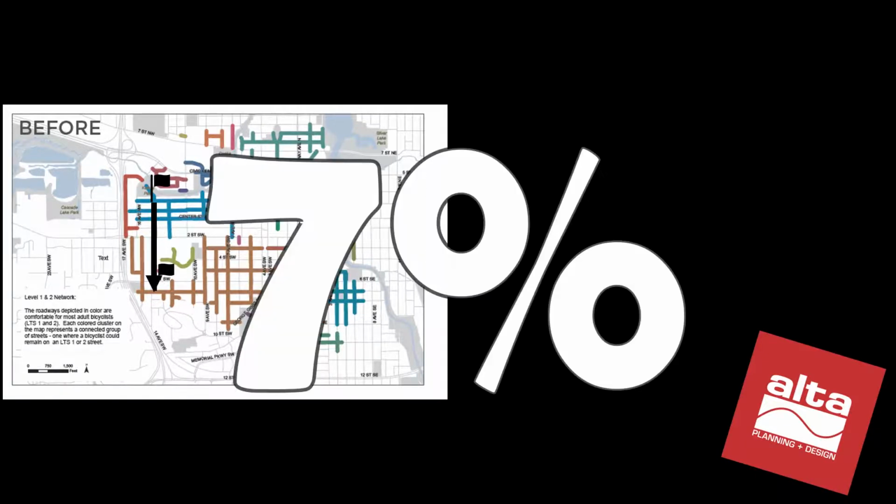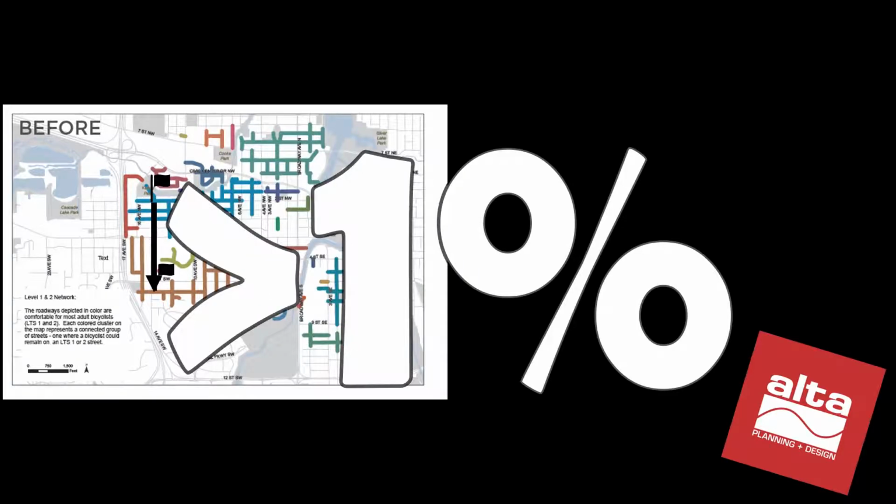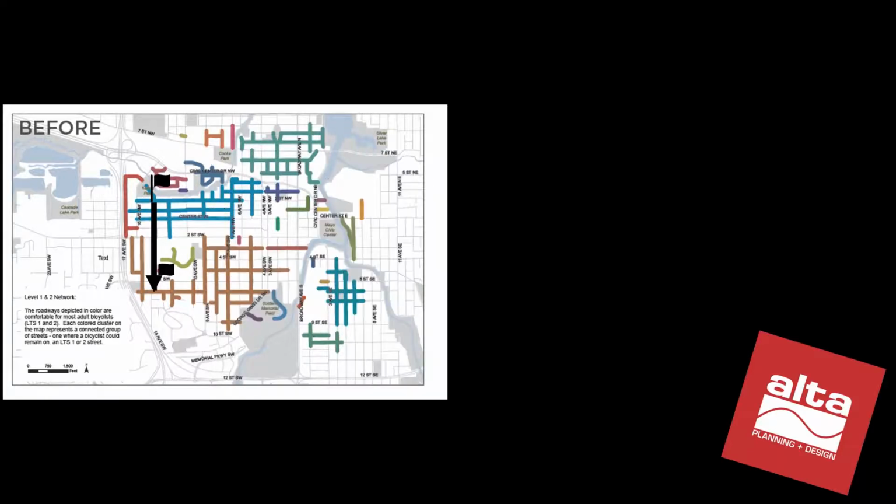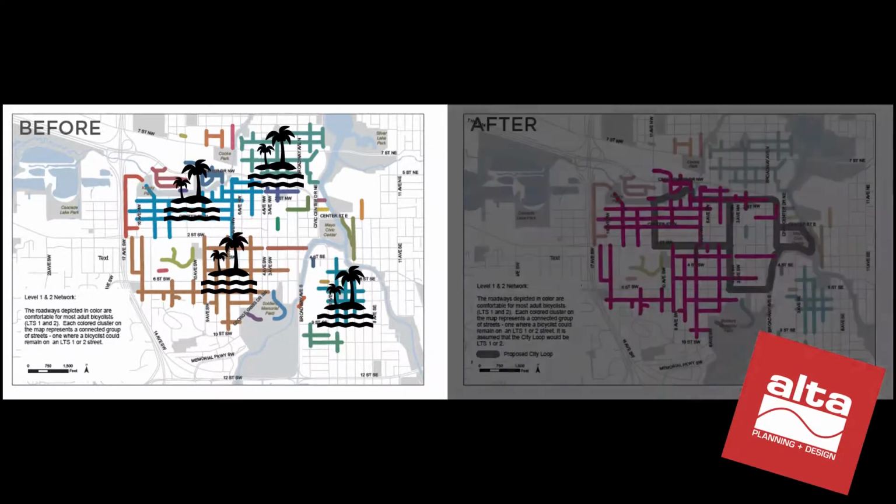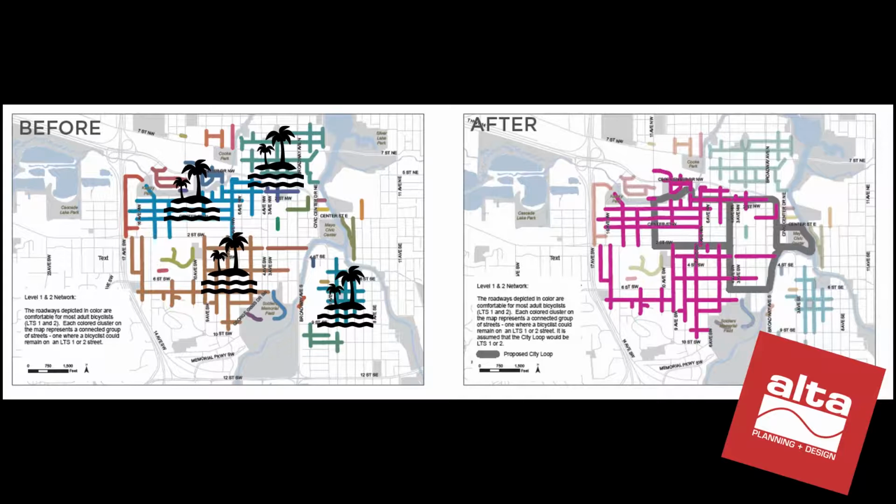However, only 7% of people say they feel comfortable riding on level 3 infrastructure, and less than 1% for level 4. The vast majority of people would not feel comfortable taking this route, which is highly inconvenient. Therefore, these clusters of good infrastructure end up becoming islands. So, planners need to be careful to consider LTS when thinking about overall network connectivity.